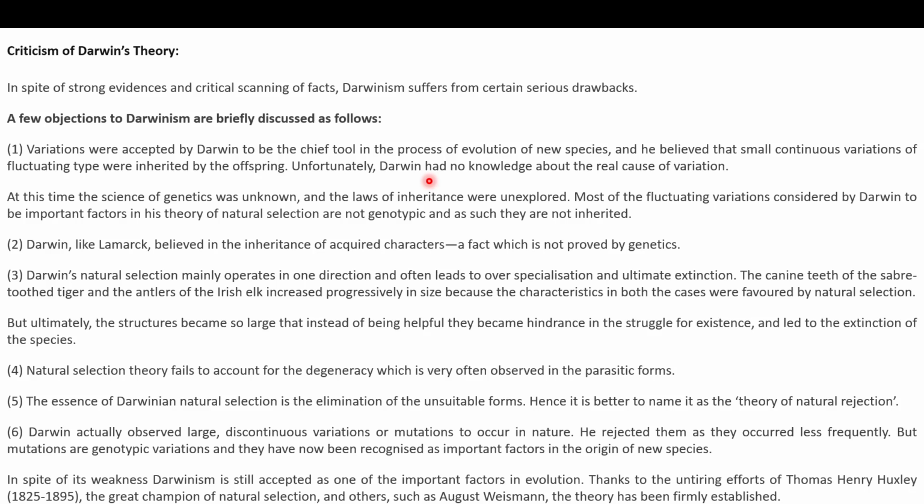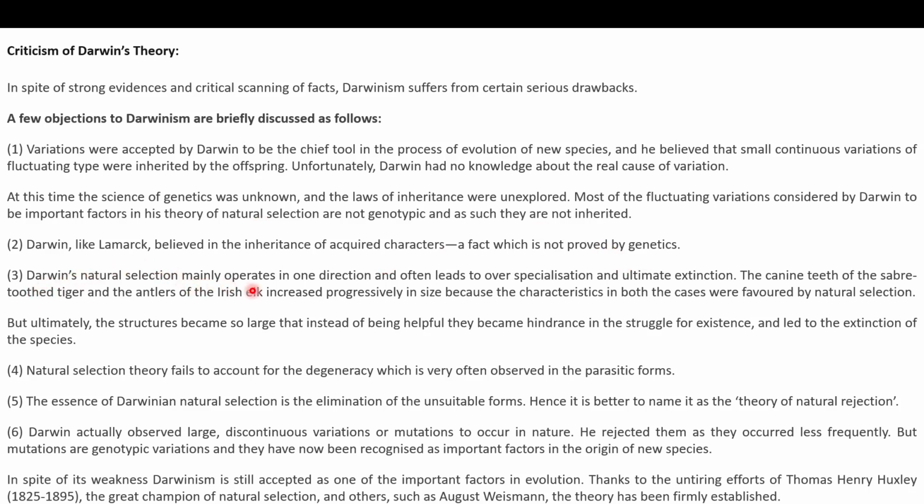At this point, the science of genetics was actually unknown, so the laws of inheritance weren't explored. Most of the fluctuating variations considered by Darwin to be important factors in his theory of natural selection are not genotypic, and as such they are not really inherited. So Darwin, like Lamarck, believed in the inheritance of acquired characters, a fact which is not really proved by genetics.